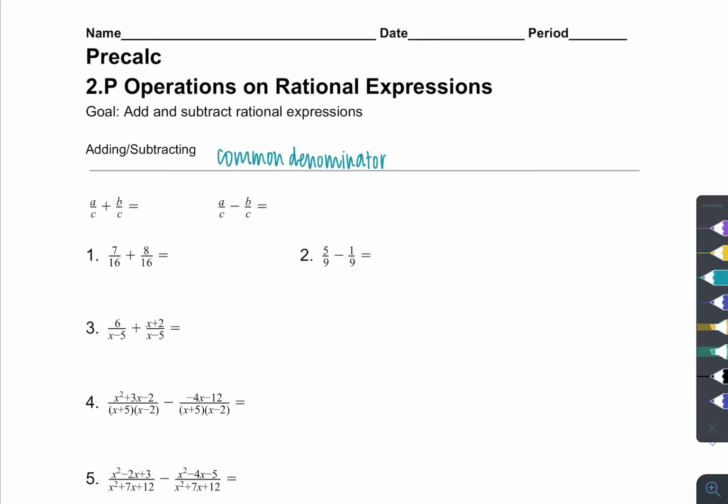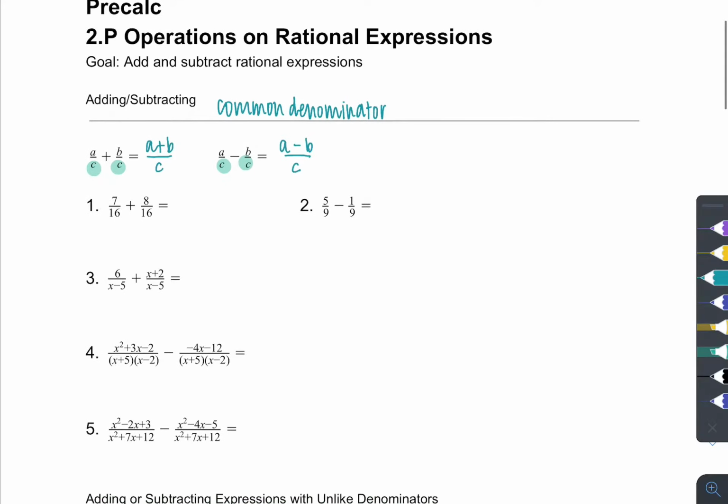Okay, so here you can see that we have a common denominator of c on both of those. So simple enough, we just add them together, a plus b over c. Same thing with subtraction, we have a common denominator, so we're able to do our subtraction just straight across. Okay, so go ahead and answer number 1 and number 2 and number 3 on your own.